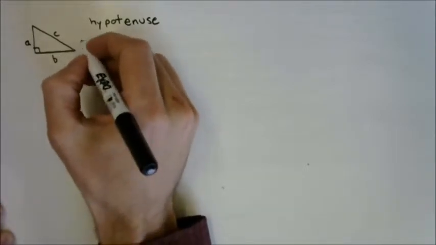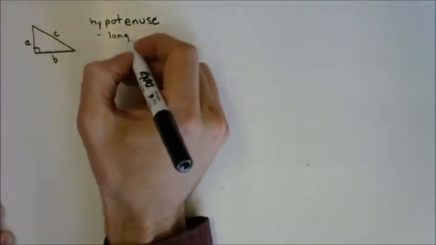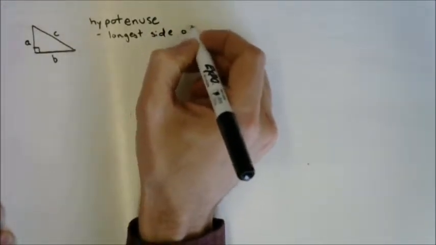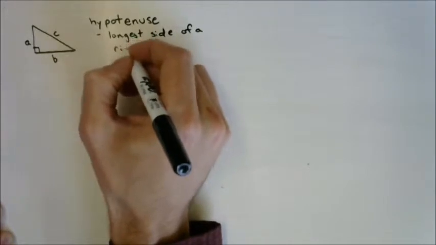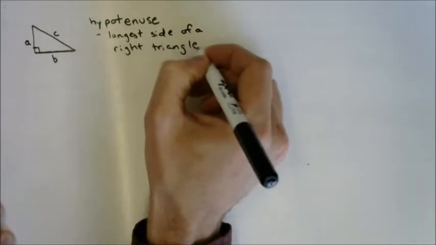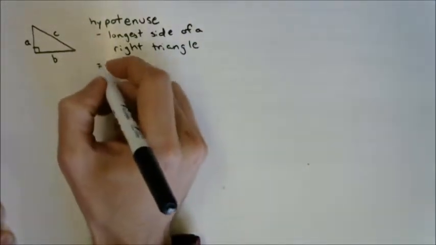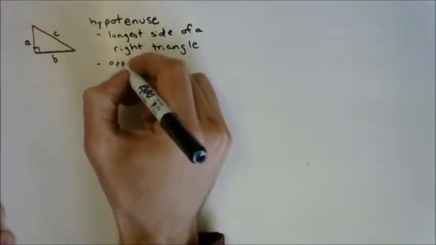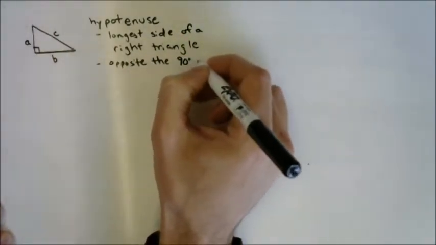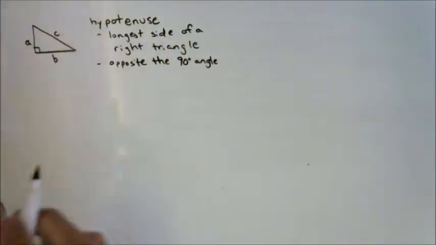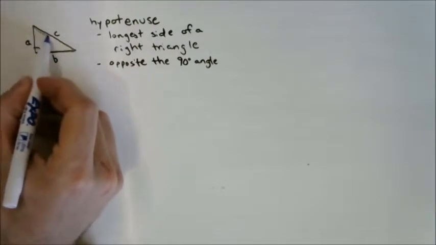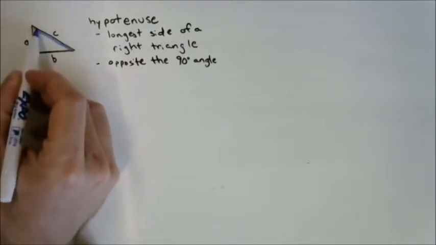So the hypotenuse is the longest side of a right triangle. The longest side of a right triangle. It is opposite the 90-degree angle. Okay? So on your diagram, if you'd like to, you can go ahead and highlight that with another color. But length C there is the hypotenuse.